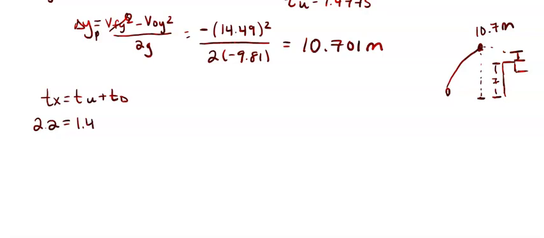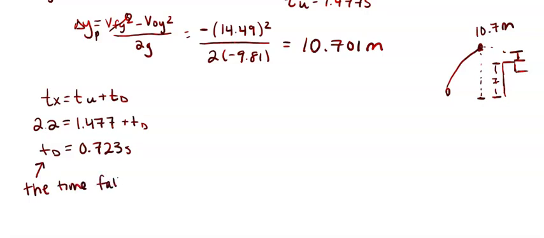So the 2.2 seconds that it's totally in the air is made up of the 1.477 up plus the rest, which is down. So it's going to be falling from its highest point for 0.72 seconds. So this time is going to give us the ability to calculate how far down it actually falls. So we're going to figure out what that distance is.